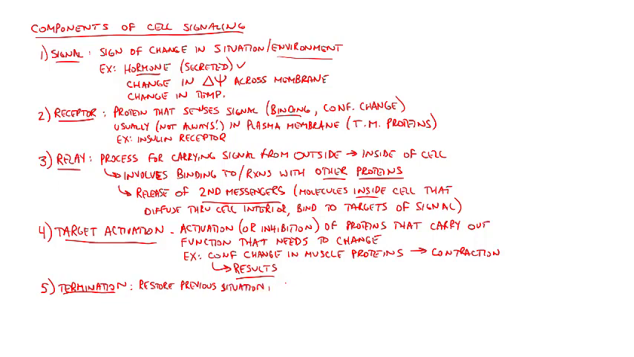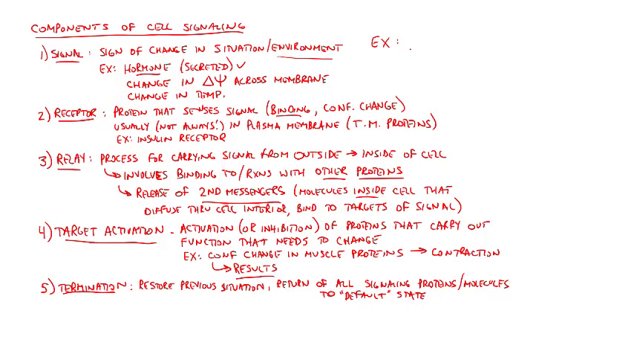And how do we do that? Well, usually there's more than one mechanism of termination, but typically it involves a return of all signaling proteins or molecules to their so-called default state, in other words, before the signal ever propagated. So those are our components of cell signaling. And on the next slide, we're going to look at an example of cell signaling.